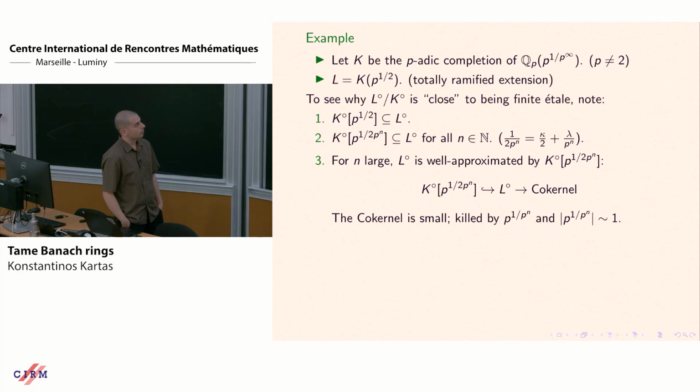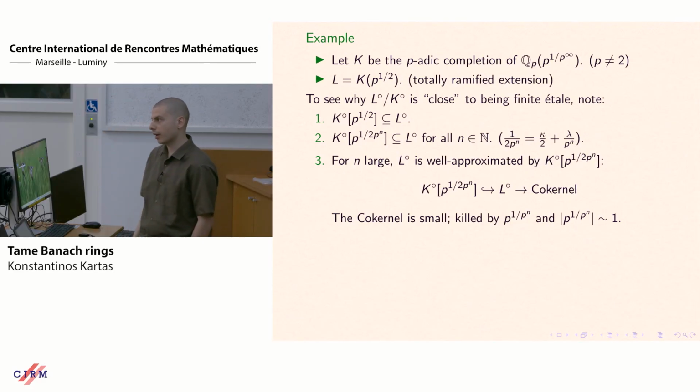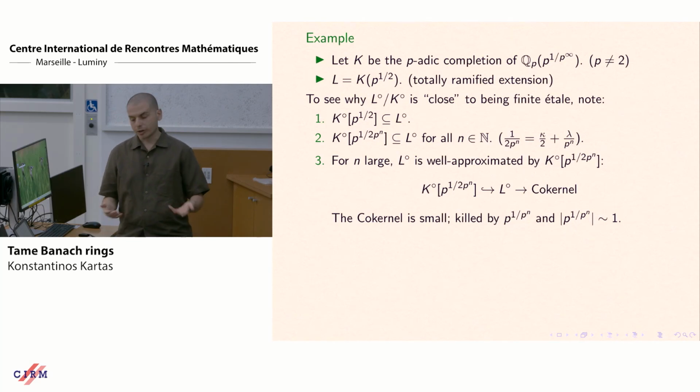And if n is large, then a p to the nth root of p has norm very close to 1. So it's not quite a unit, but it's very close to a unit. If it were a unit, then this co-kernel would be 0. So in that sense, the co-kernel is small. So since the co-kernel is small, then I can use this K circ, this finitely generated K circ algebra, to actually understand the extension L circ over K circ.